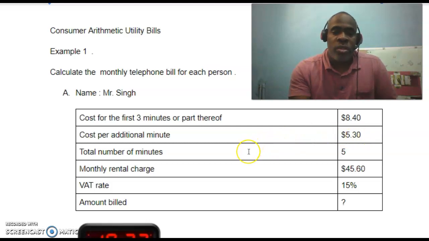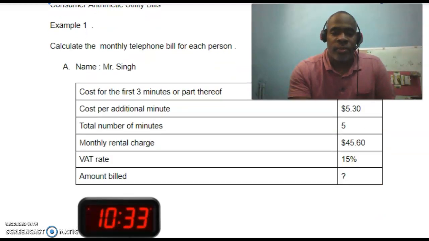Now, the total number of minutes for Mr. Singh's call was 5 minutes, and his monthly rental charge, that is $45.60. And VAT means value added tax. Now, he would have paid 15%. And we're going to look at how we use that 15%. So where the question mark is, that is exactly what we're trying to work out. So let's now look at how this is done.